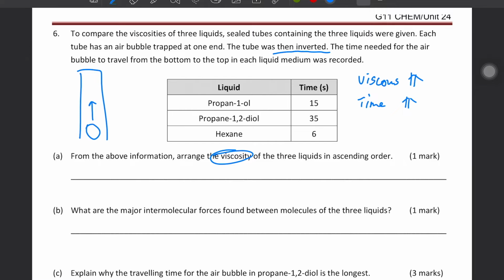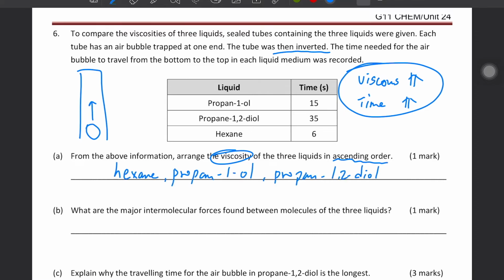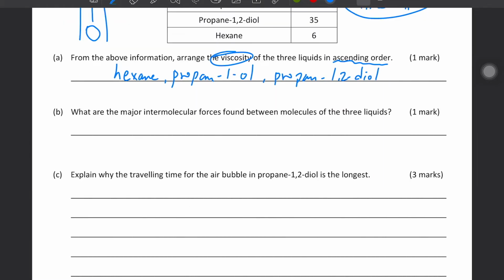Measure the viscosity in ascending order. According to our idea, the most viscous one should be propane-1,2-diol, and the least viscous one is hexane. Let's write it down. The second one is the major intermolecular force between molecules. Arrange them one by one.